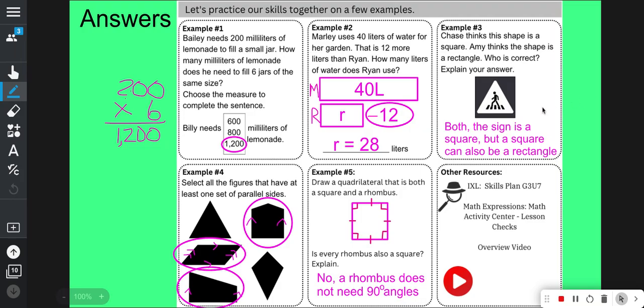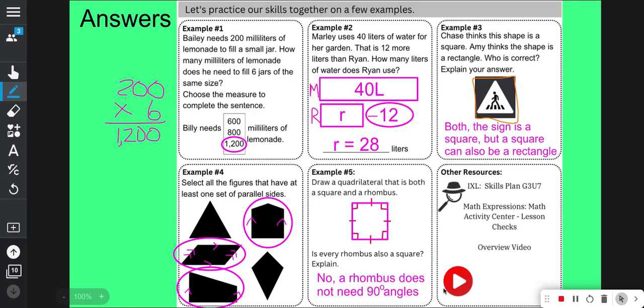In number 3, Chase thinks this shape is a square. Amy thinks the shape is a rectangle. Who is correct? The biggest thing to know about this one is the shape they're really talking about is the outside of the sign. And really, they both are correct. The sign is a square, but a square can also be called a rectangle based on its definition.